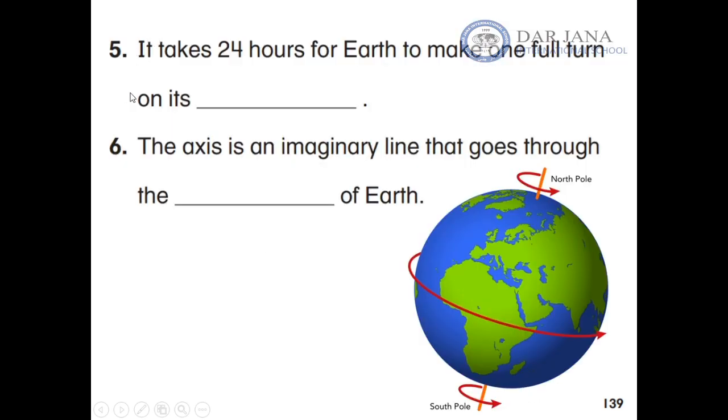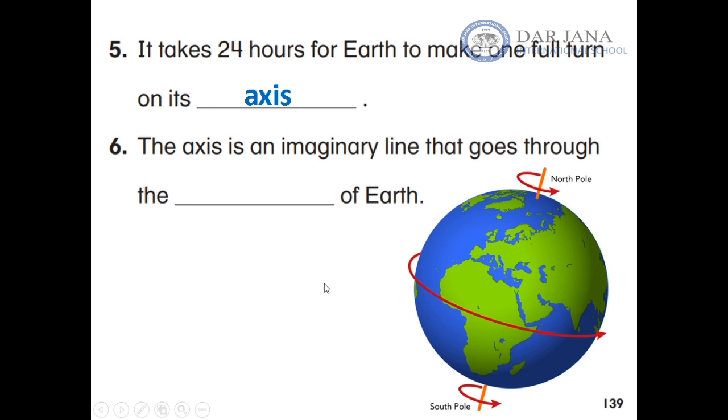Number 5 now. It takes 24 hours for Earth to make one full turn on its what? Look at the picture, it might help. So the Earth rotates and makes a full turn around the axis.